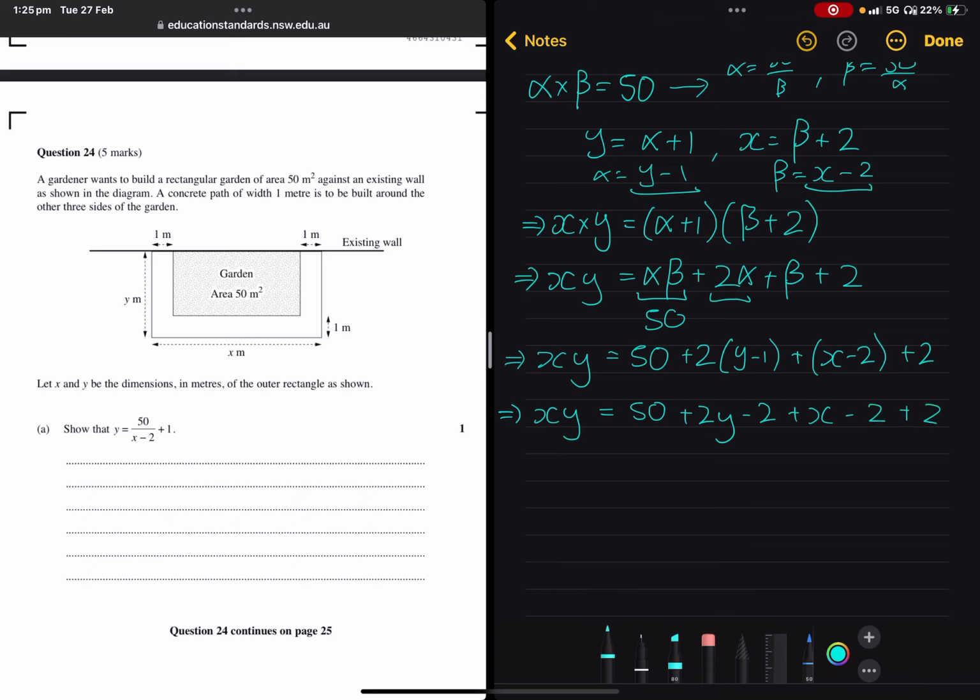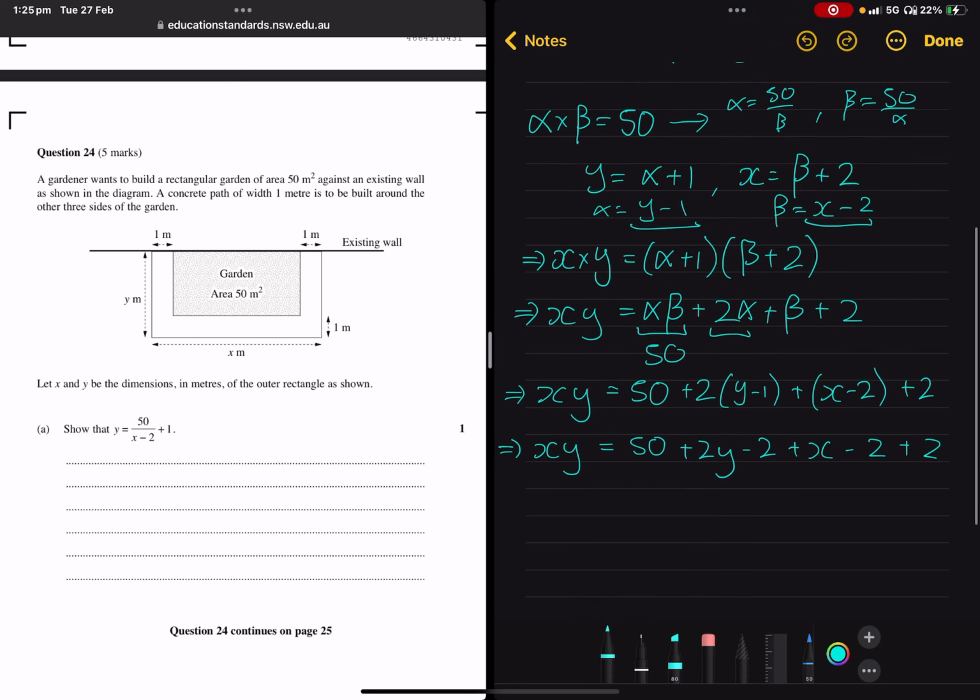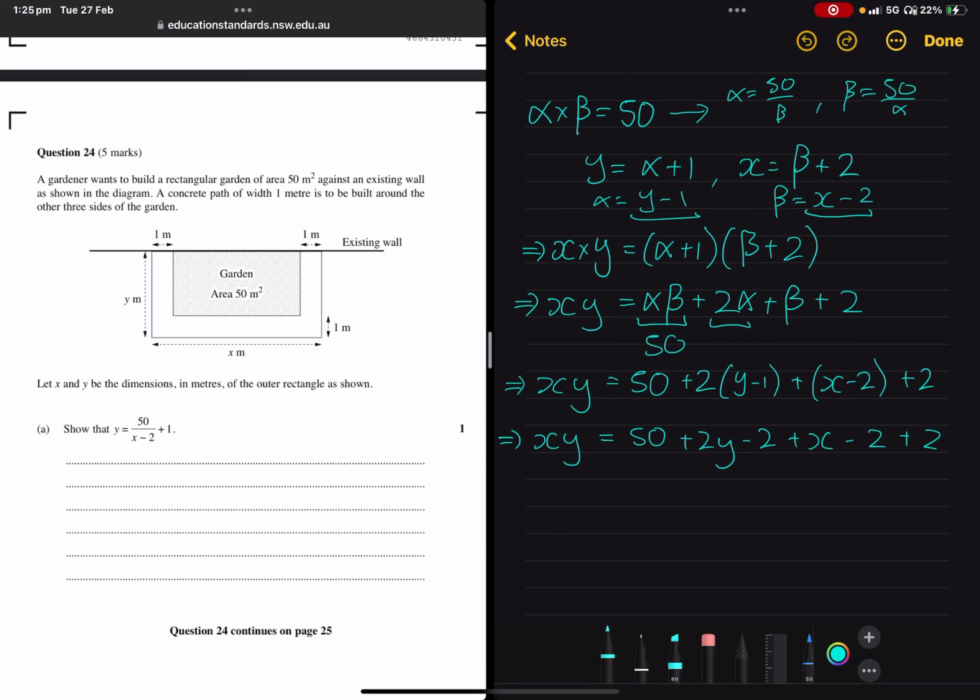Now this is nice because we have 2 minus 2's here. This is minus 4 plus 2. This is giving us a minus 2. There's a minus 2 in the expression we have in the question. So this method, even though it seems fairly long, is getting us what we want. So we've got xy is equal to 50, and then we have plus 2y plus x, all minus 2. And now we need to solve this for y equals.